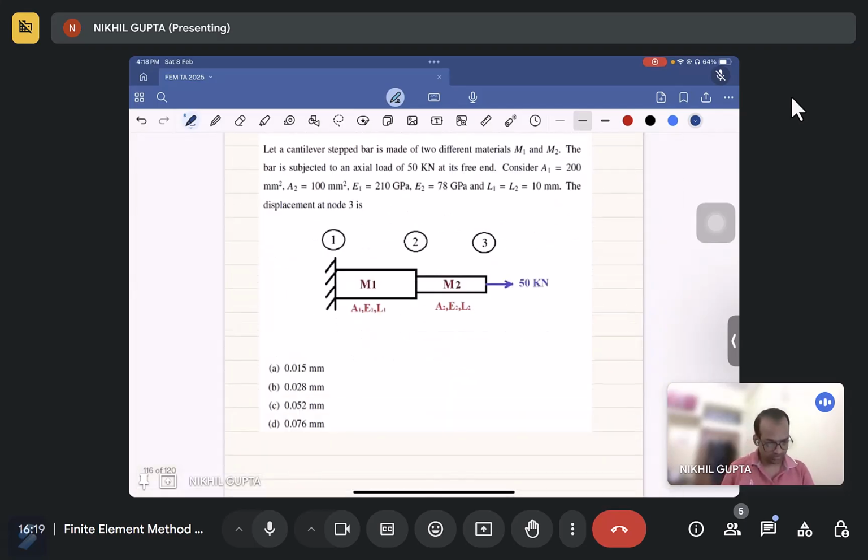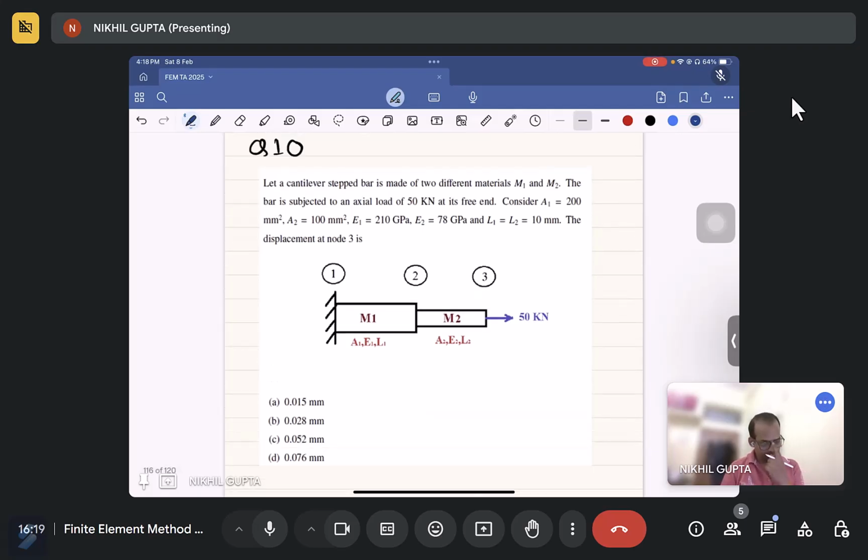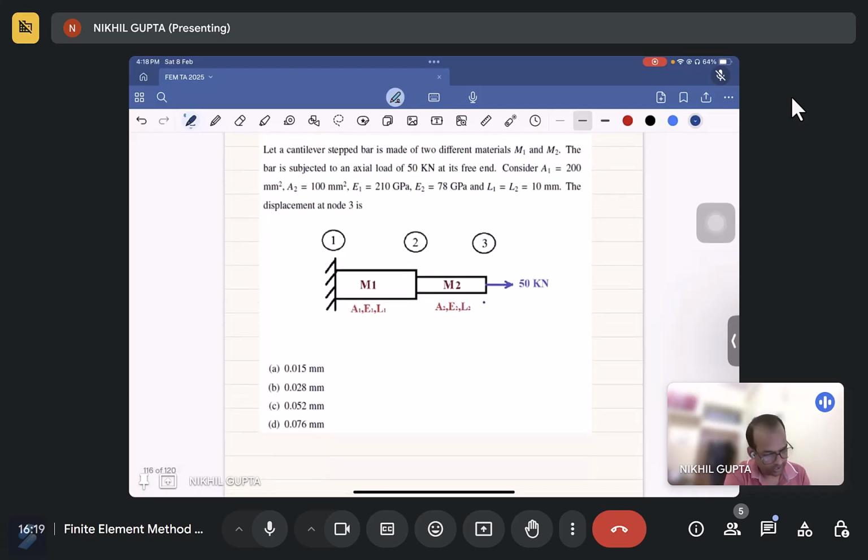Now let's solve one more question. Let's see. A cantilever stepped bar, which is made of two different materials, M1 and M2. The bar is subjected to an axial load at this end, E1 is given, E2 is given, properties are given, and you have to find the displacement at node 3.